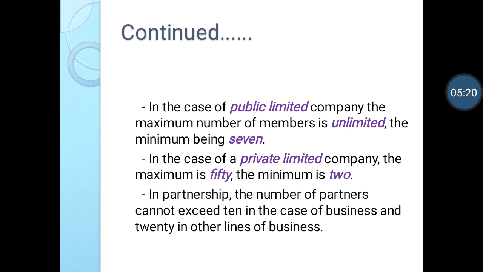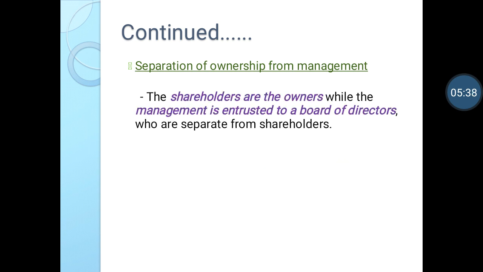So in the partnership, the number of members cannot exceed 10, and in the other business line, it cannot exceed 20. So sole proprietorship, we already know there is only one person. Next point is separation of ownership from management. The ownership of the joint stock company is separate from the management. The shareholders are the real owners of the company, but the management is entrusted to a board of directors who are separated from the shareholders.